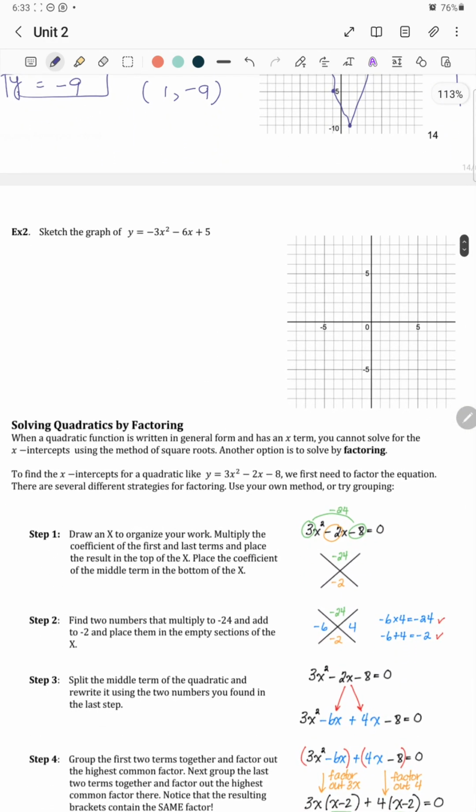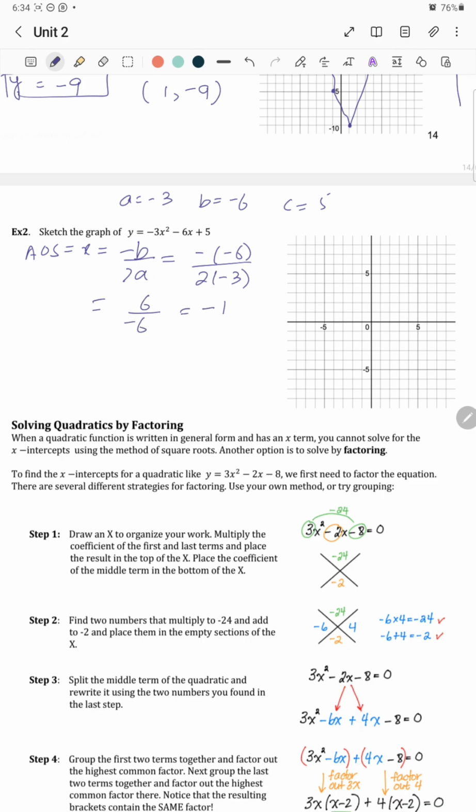Sketch the graph of y is equal to minus 3x square minus 6x plus 5. So very easy. First of all, we should know what is the axis of symmetry, which is equal to x, which is equal to minus b over 2a, and what is a is equal to minus 3, b is equal to minus 6, c is equal to 5. So minus b over 2a, which is equal to 6 over minus 6, which is equal to minus 1.